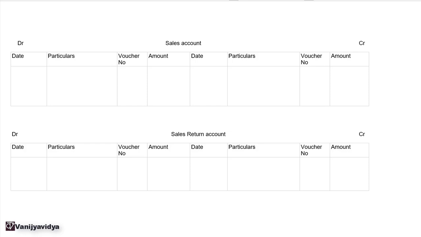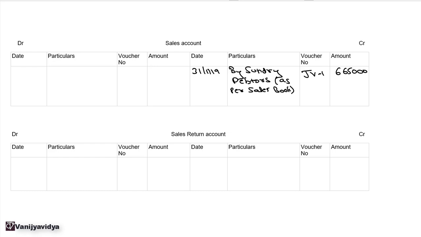So what will be the entry for sales? The entry for sales will be debtors account debit to sales account. So on the credit side of sales account, 31st Jan 2019, by sundry debtors, details as per sales book, voucher number JV1, and amount is 6,65,000.